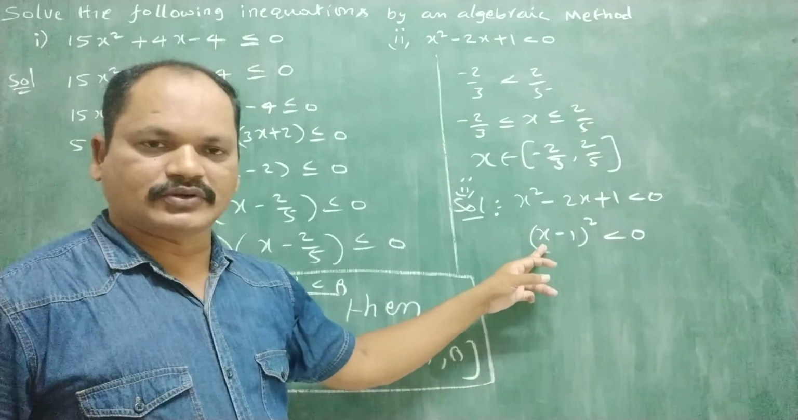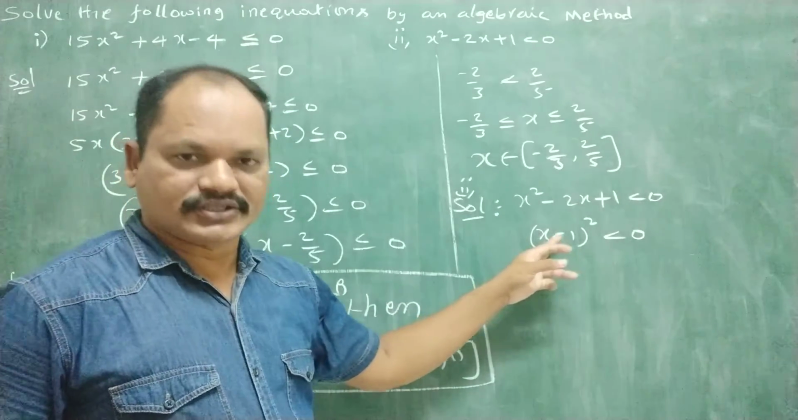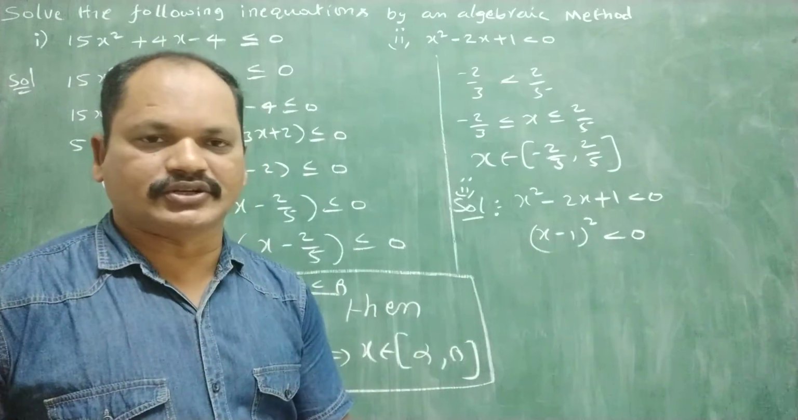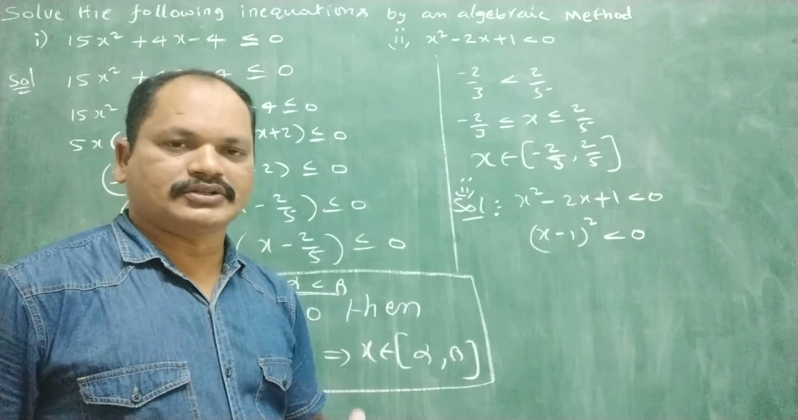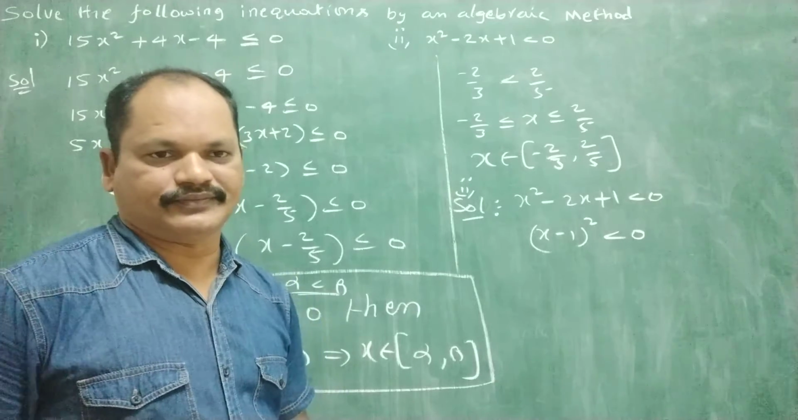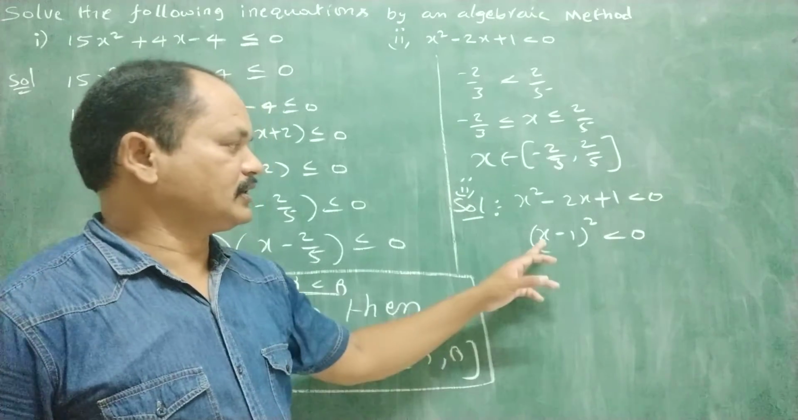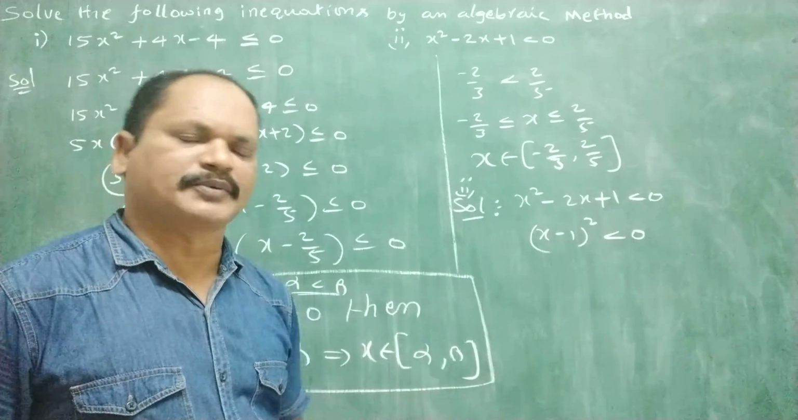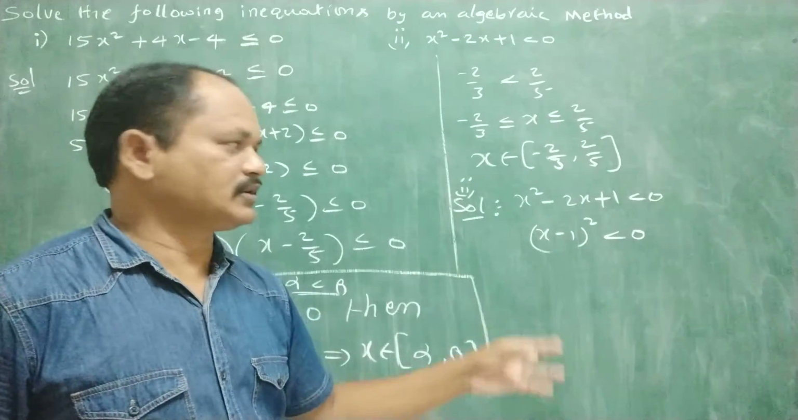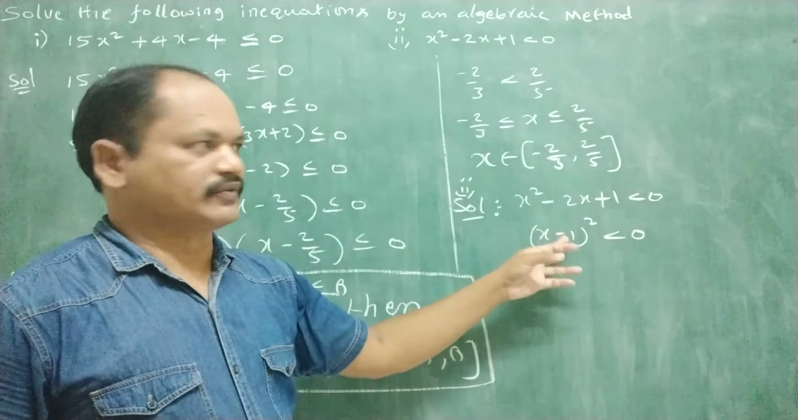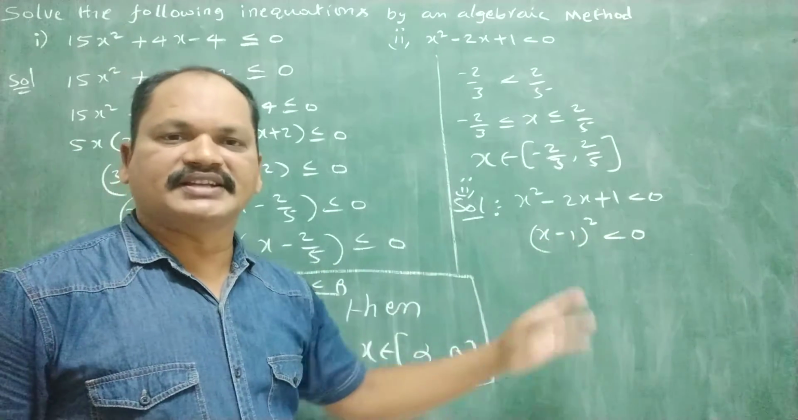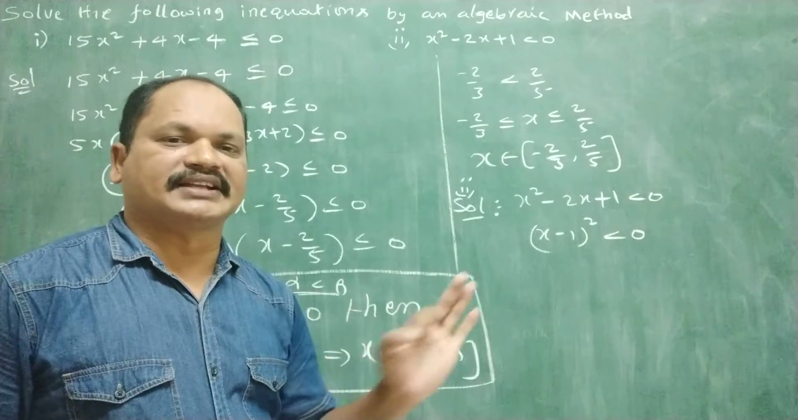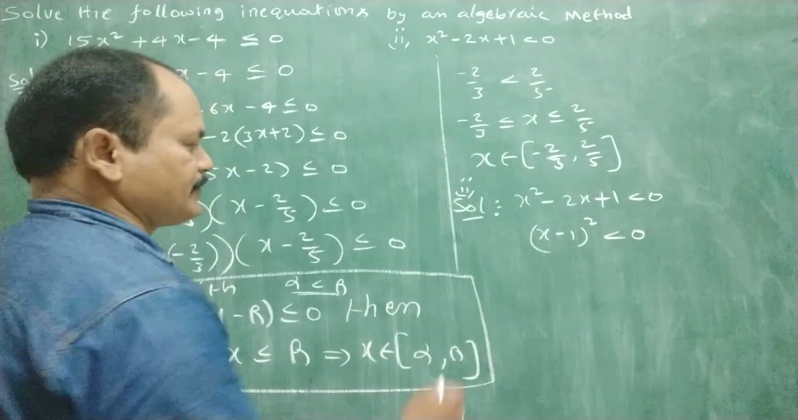Suppose we put x is equal to 1, then it is 0. 0 less than 0. That's not correct. 0 is not less than 0. 0 is 0. That's why that is not correct. That's why there is no value of x satisfying this inequation. Suppose we take x equal to minus 1: minus 1 minus 1 is minus 2, whole square is 4. 4 less than 0 is a contradiction. That's why there is no value of x satisfying this inequation.